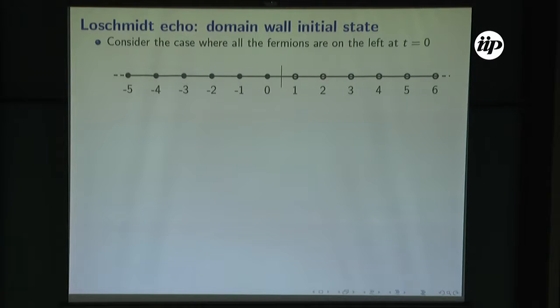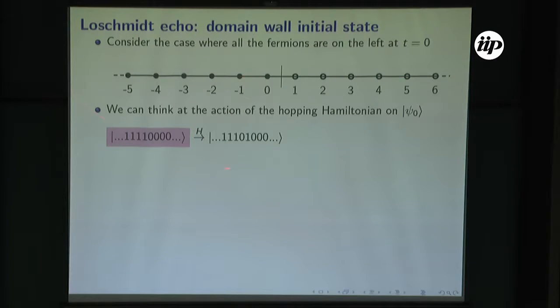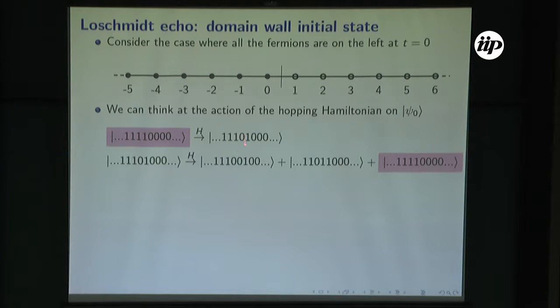The fermions can hop. So let's see what happens if I apply the Hamiltonian once to this state, which is the domain wall initial state. What can happen is only that this particle, the one sitting on the right, can just hop like this, right? Nothing more can happen. So if I apply the Hamiltonian twice to the domain wall initial state, you see that the particle moves another step toward the right, or this particle can move to the right. But the same particle, this one, can go back to the left.